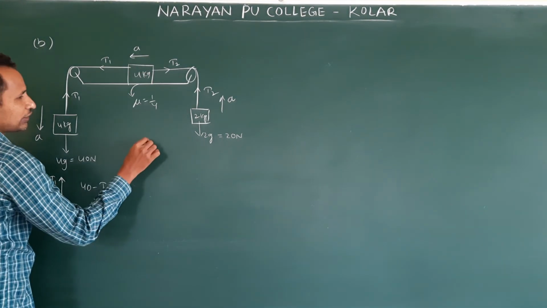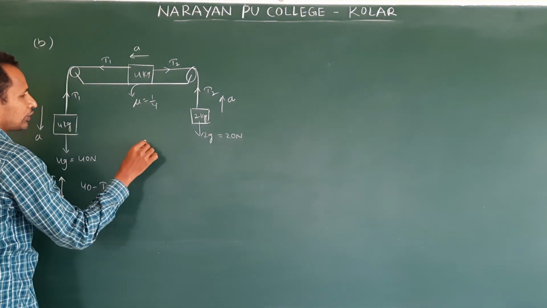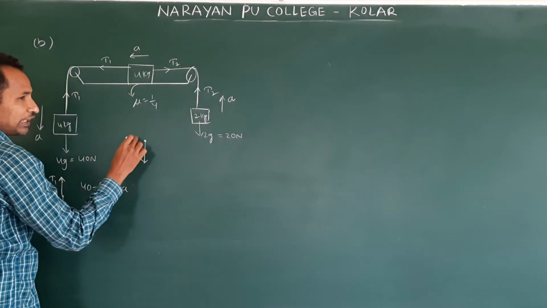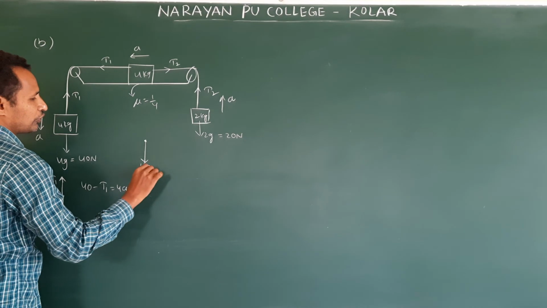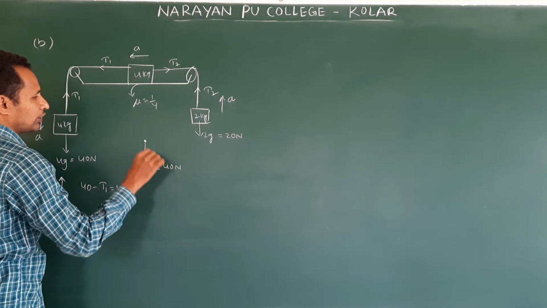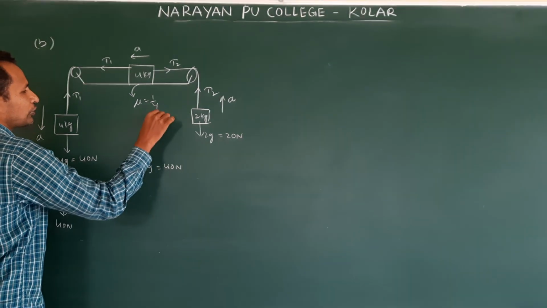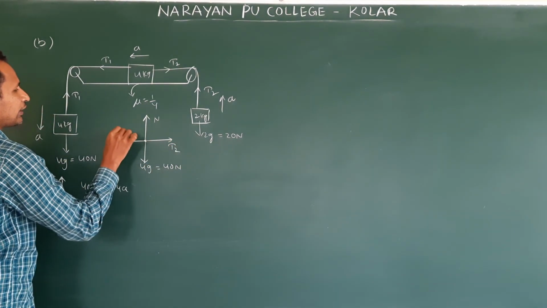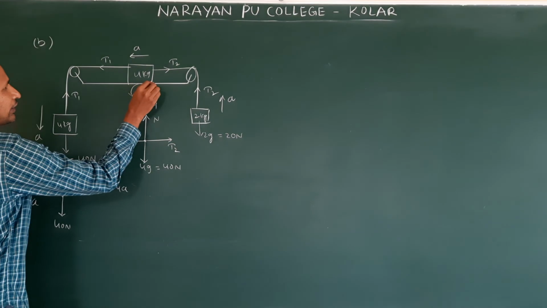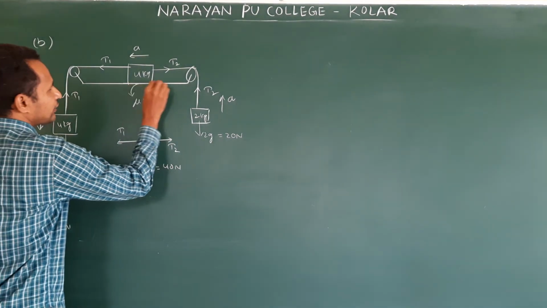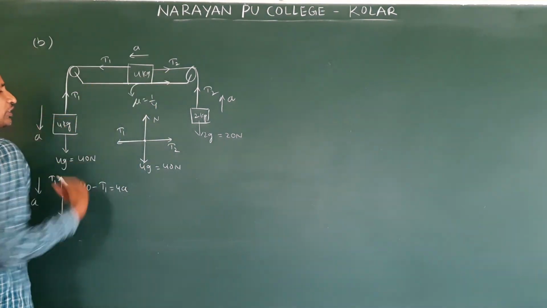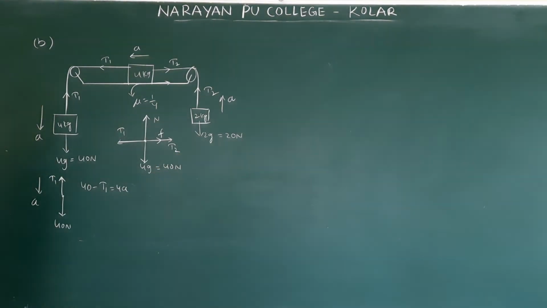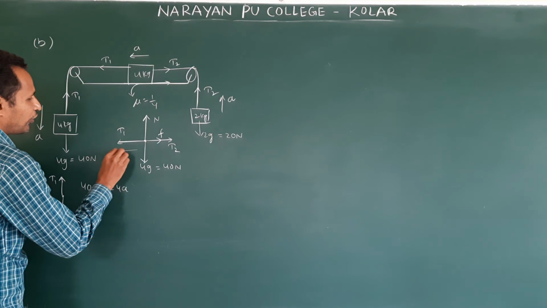Free body diagram for this object. mg acting downwards, mg means weight, that is 4G, equal to 40 Newton. Normal reaction acts upwards. Tension T2 acts in this direction, T1 acting in this direction. The body is moving in this direction, and friction acts in the direction opposite to its motion, so friction acts in this direction. Clear? Now the system is accelerating in the direction of T1.